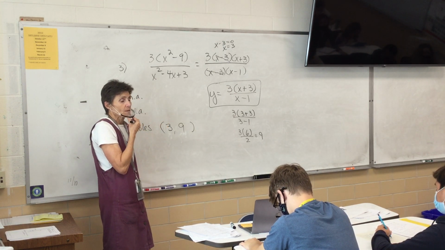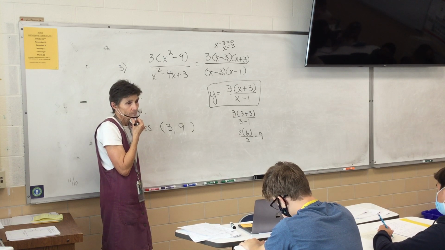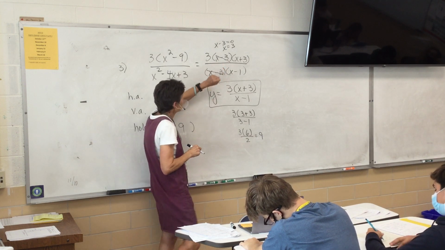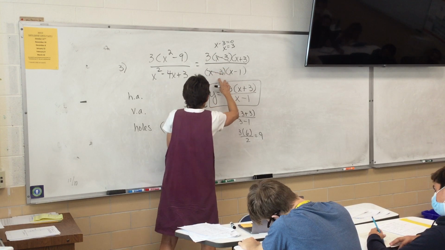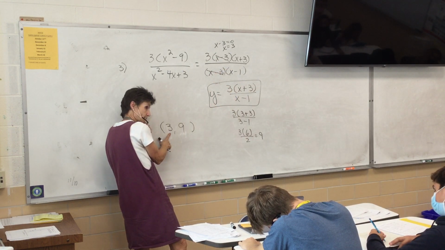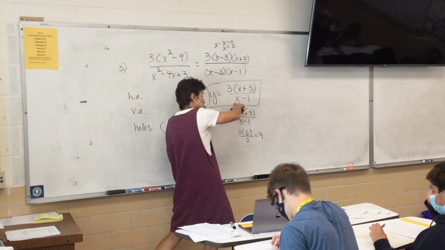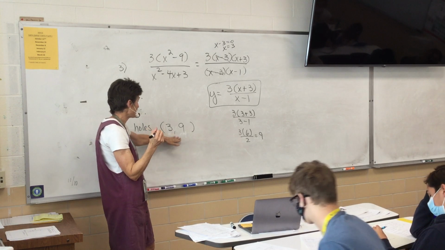One more time. Where do holes come from? How do you get them? If you can factor and cancel. Once you have canceled, whatever canceled out gives you the x, and then plugging that back in gives you y. Your hole is a point.